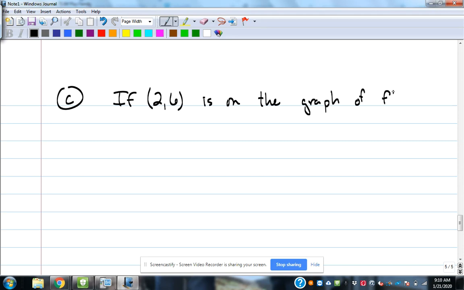of f of x. Doesn't matter what function f of x is. F of x could be the x squared function. It could be the cube root function. It could be x cubed. It could be the absolute value. It doesn't matter. We're just looking at this point, 2, 6. So the x value is 2, the y value is 6.